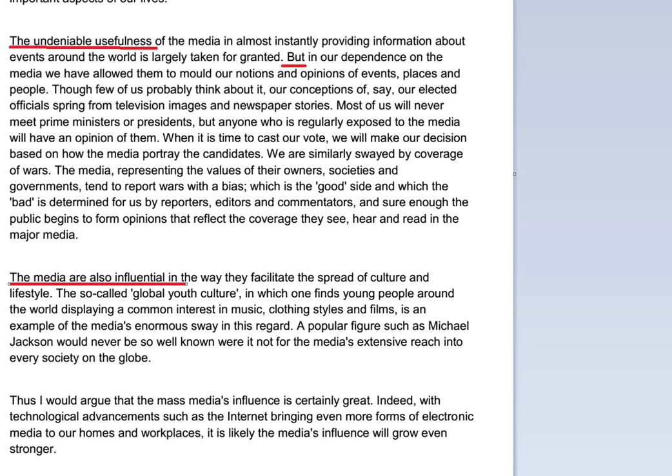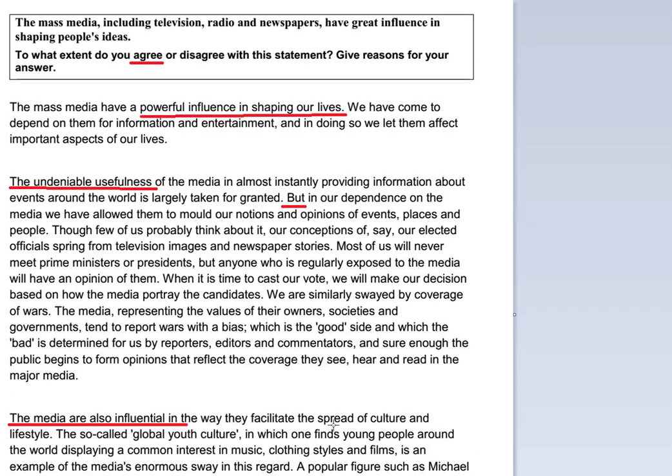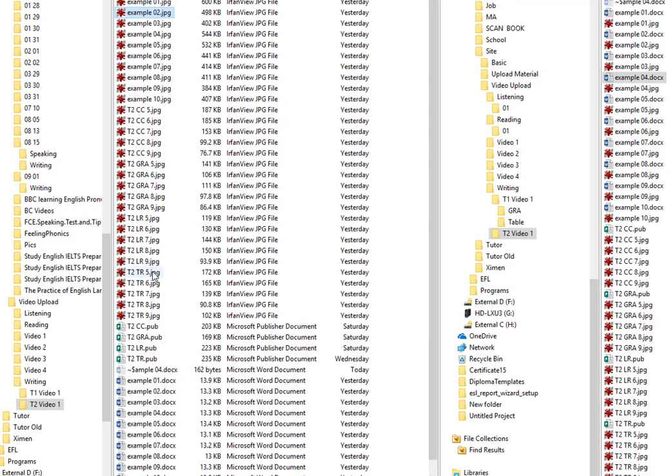Now, I don't know why the opinion only comes out in the last paragraph. Where it comes out, it's explicitly stated. We kind of have to read very carefully to find an opinion. Thus, I would argue that the mass media's influence is certainly great. This should come way ahead of these two paragraphs. It should come in the beginning, so the reader can clearly see what the writer's position is on the issue. So, the position is taken.